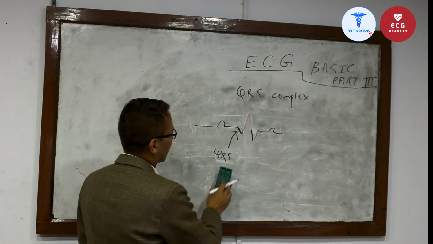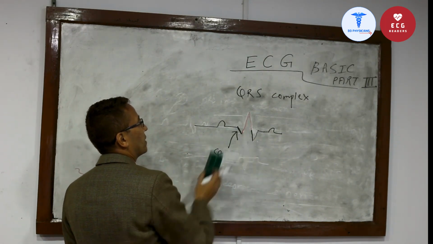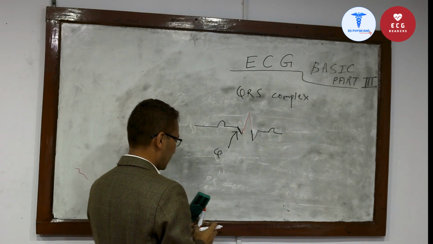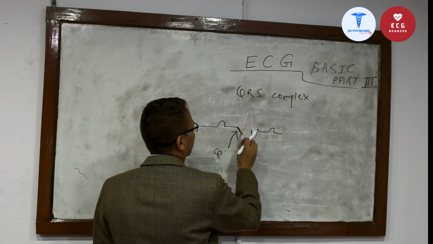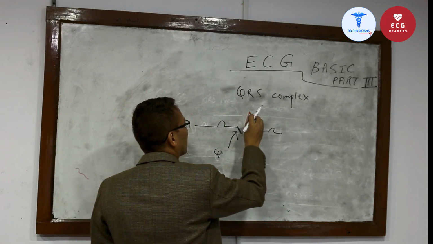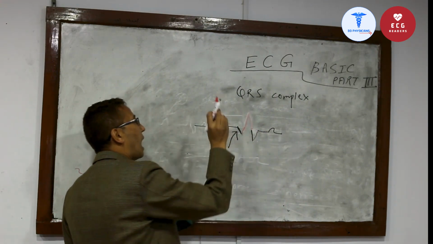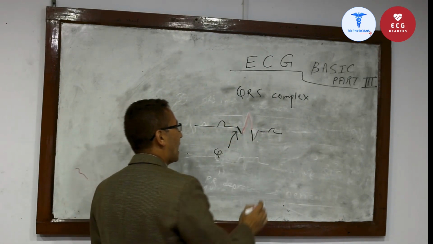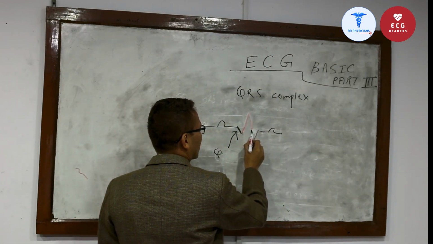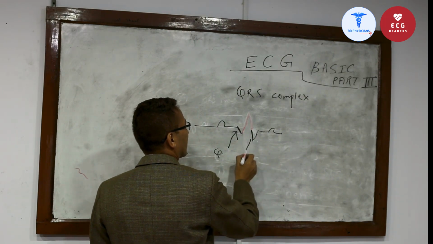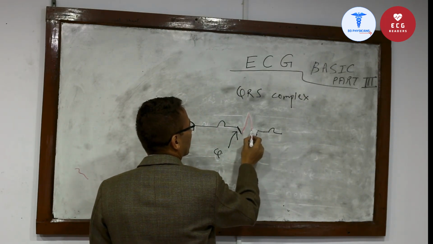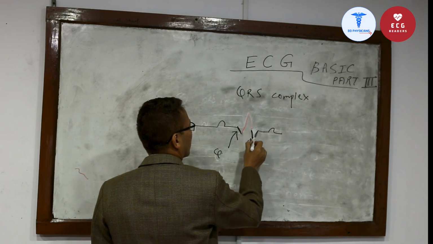Q wave is the first negative deflection. This is Q wave. And after the Q wave, this first positive deflection, this is R wave. And after the R wave, the negative deflection, this is S wave. This much is the S wave.